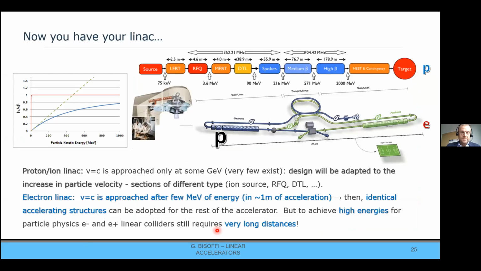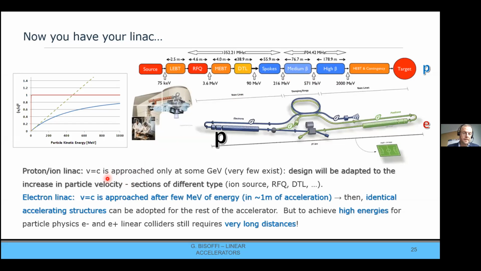I'm coming to the end. So now you have your LINAC, your proton or ion LINAC, from what I told you about. So you have the essential elements. I told you about the ion source, the low energy beam transport line, the RFQ. I mentioned the medium energy transport line, the DTL, and you might have a number of cavities following the DTL going to higher and higher energy.